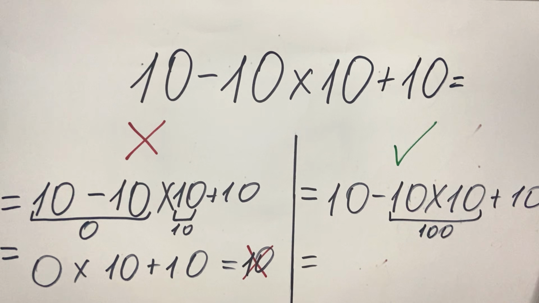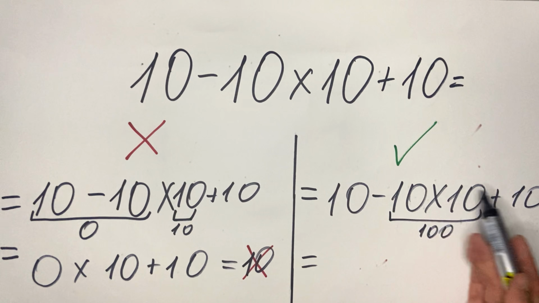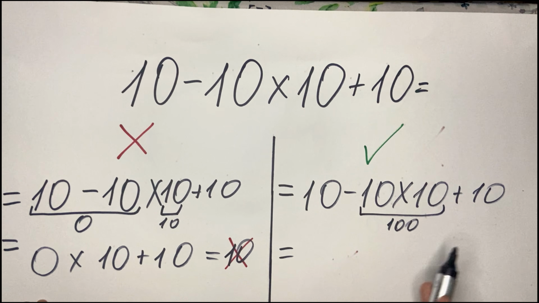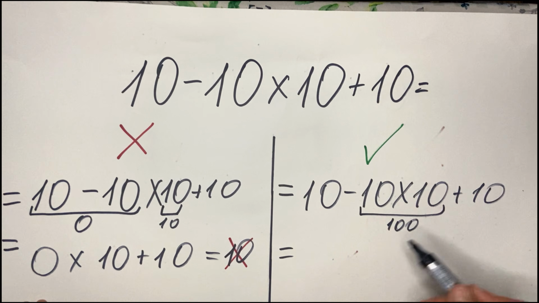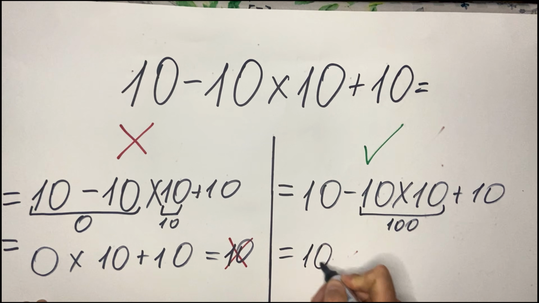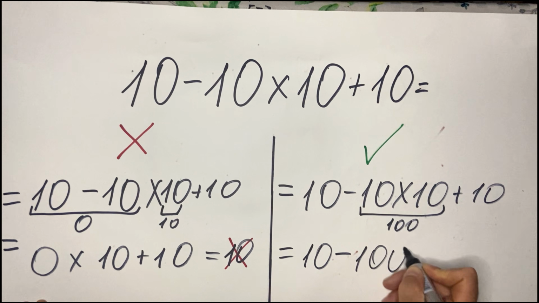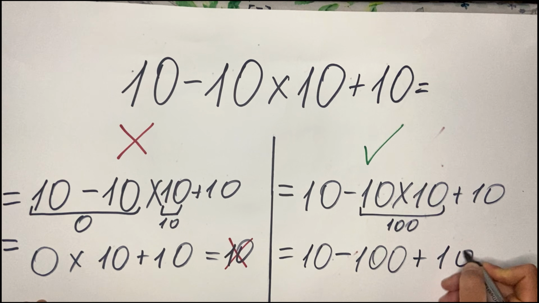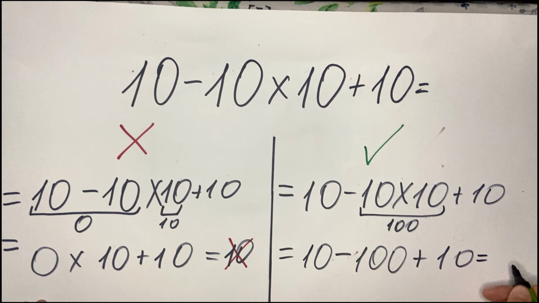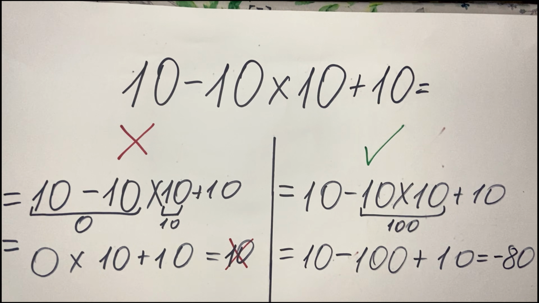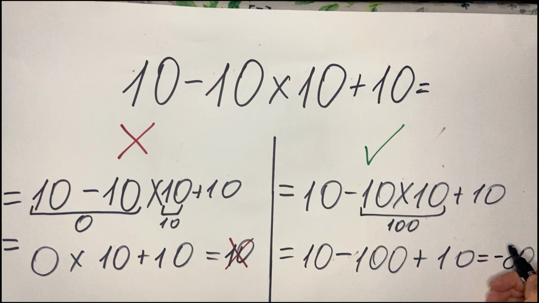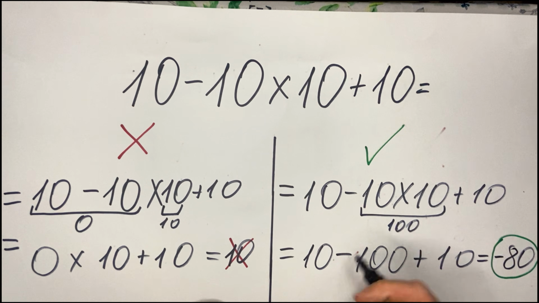So once you do the multiplication first, then if you have operations of equal precedence, in this case subtraction and addition, you do them from left to right. So what we have is 10 minus 100 plus 10. 10 minus 100 is minus 90, plus 10, we get minus 80. So the result is minus 80. And this, of course, is the correct result.